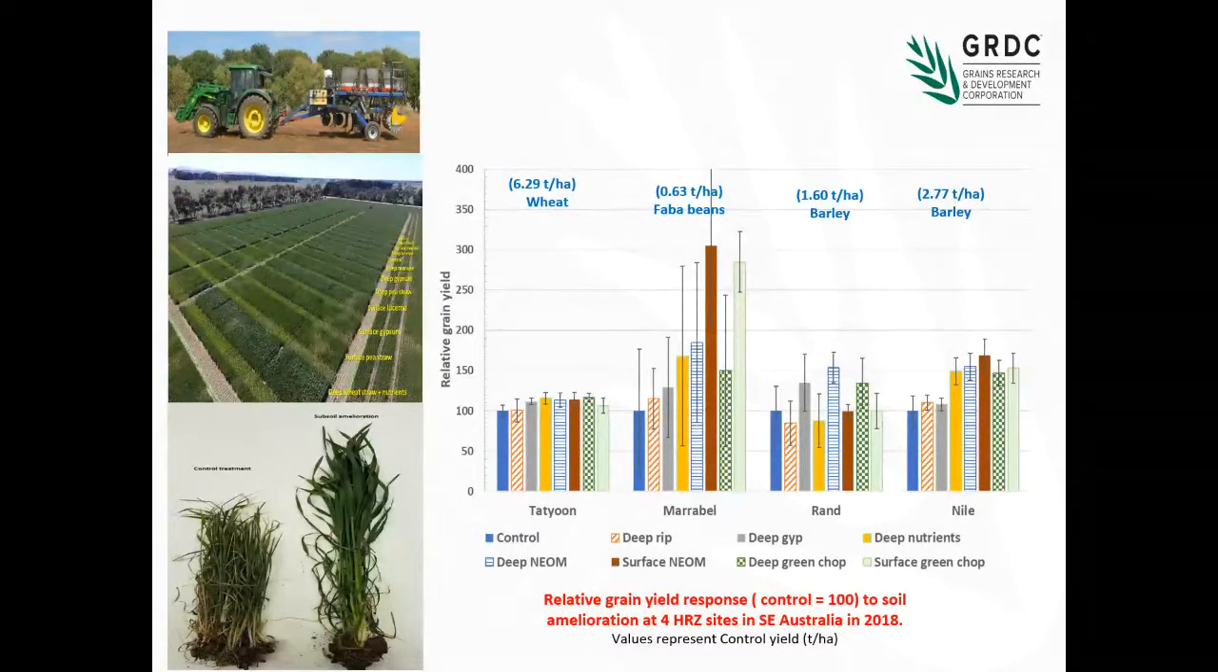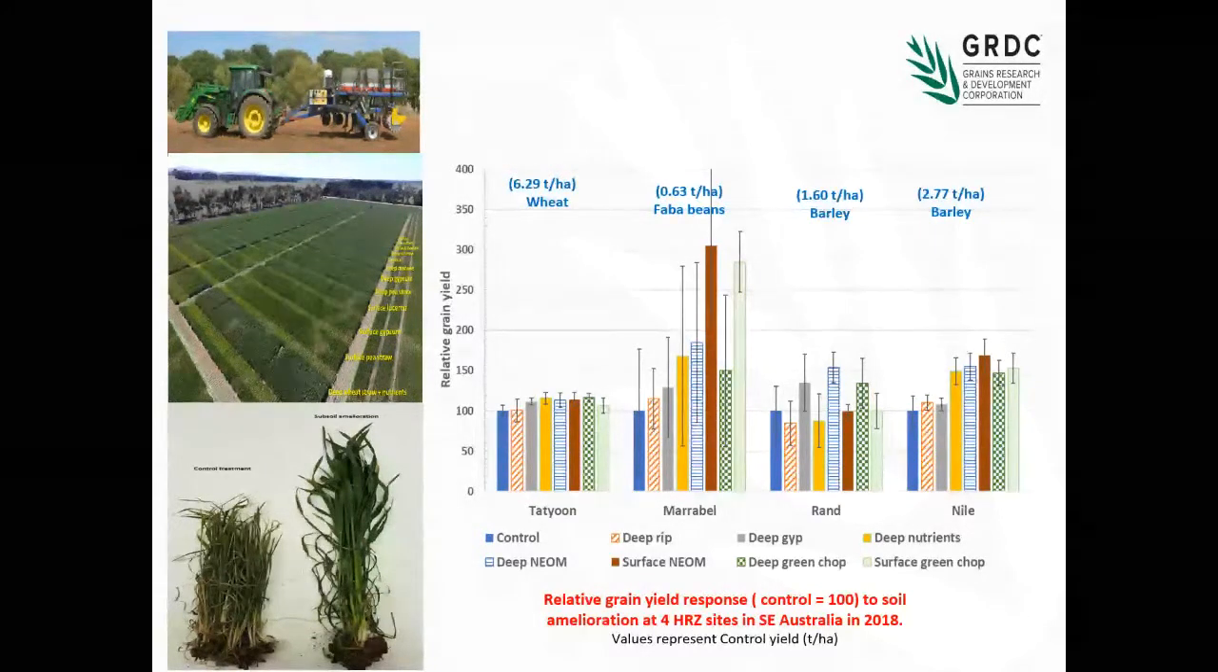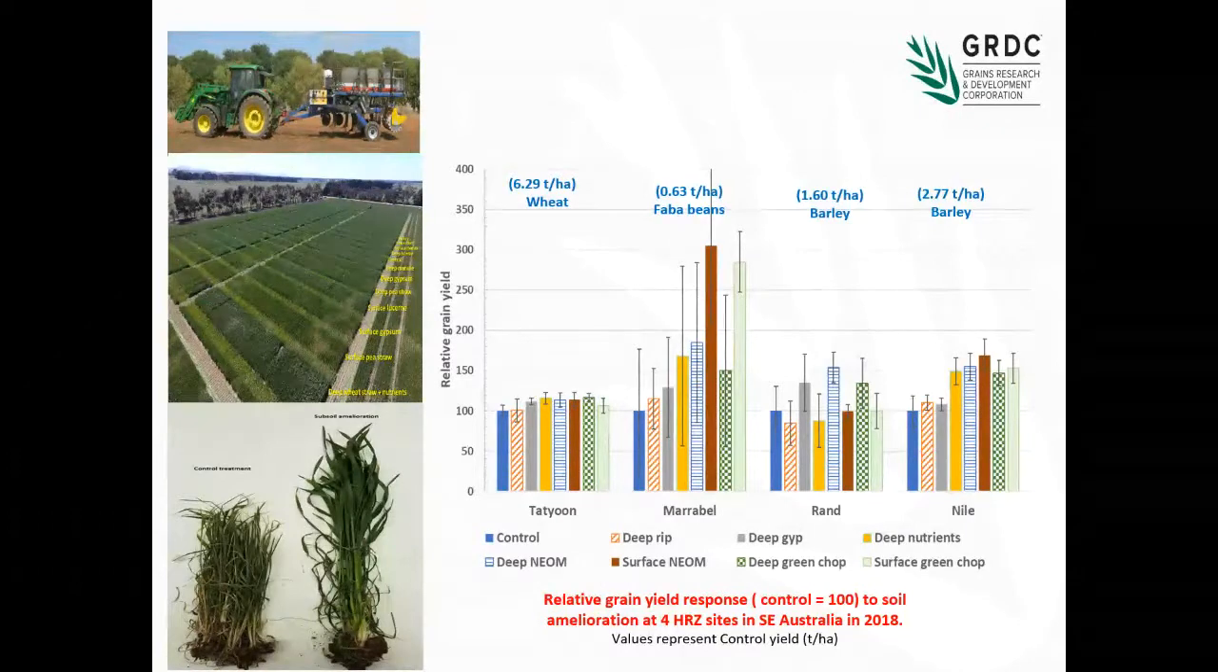But what I want people to come away with is those grain yield responses compared to the control range from about 16% at Tatyoon to 270% or more at the Maribel site in South Australia, around about 60% at Rand in southern New South Wales to the deep nutrient-rich organic matter, and similar values, slightly higher, at Nile in Tasmania.